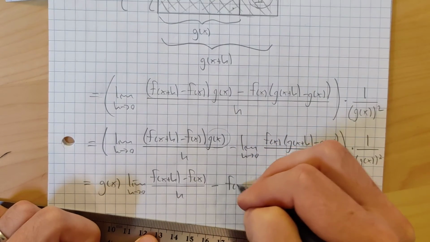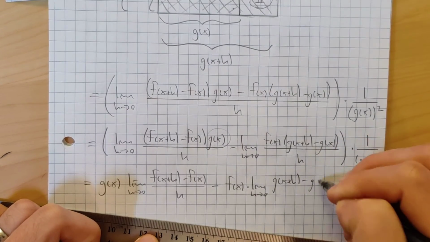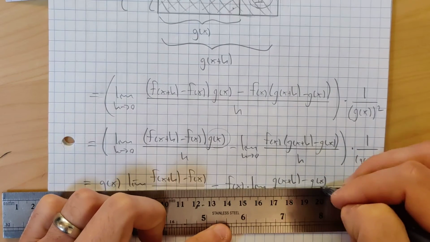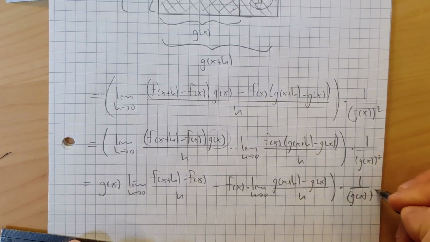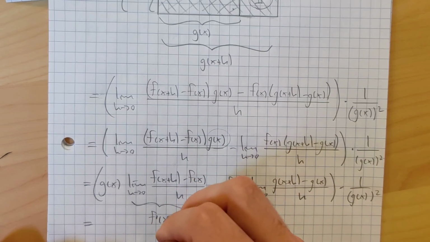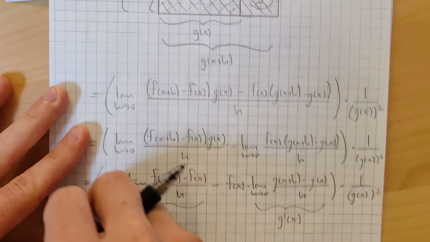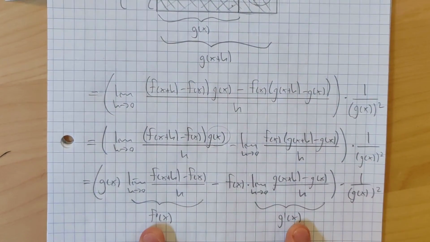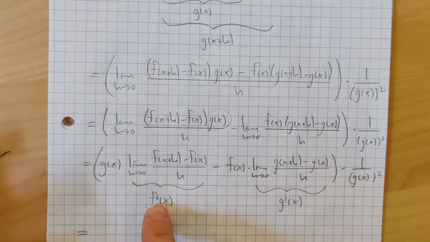Minus, now I'm going to pull out the f of x here, times the limit as h approaches 0 of g of x plus h minus g of x over h. There's the derivative of g. And this whole thing was times 1 over g of x squared. All right, so remember, this guy is called f prime of x. This guy is called g prime of x. And remember that when I write this, I'm assuming that these limits exist. This is f prime of x as long as this limit exists, giving us a number. And similarly here for g.